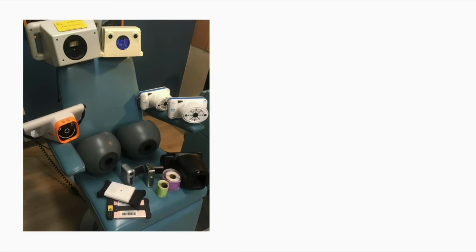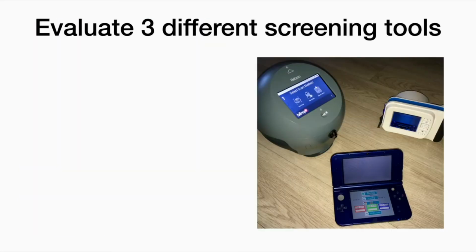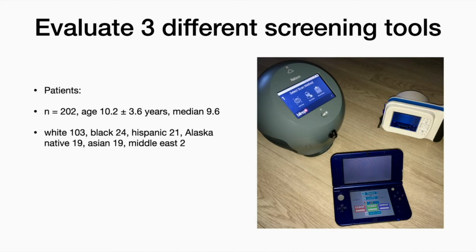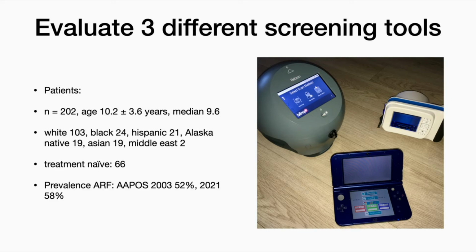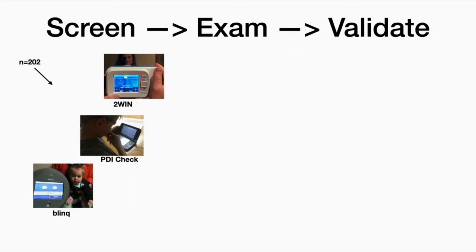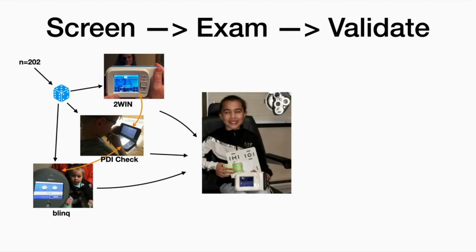From various different photo screening devices, we decided to evaluate 3 different types of screeners on 202 patients, of multiple ethnicities. 66 had not yet been treated for amblyopia, and they had a high prevalence of amblyopia risk factors. Each patient was randomized in the order with which they were screened by all 3 devices. Then each received a confirmatory exam with careful, deliberate refraction.